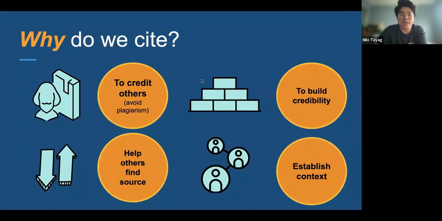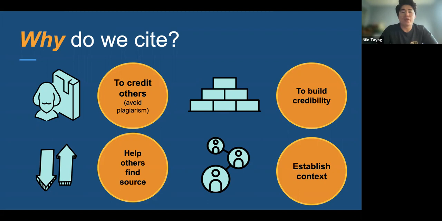Again, some reasons why we cite include giving credit to others, as we've been going over, and to build your credibility, so we know where your information is coming from, so we know that your information is coming from a trustworthy and reliable source. But these citations also help others find the source, so they can give it a look themselves. Or if they are curious about your source and want to go over it, well, they can read it since you've given them the information to find it.